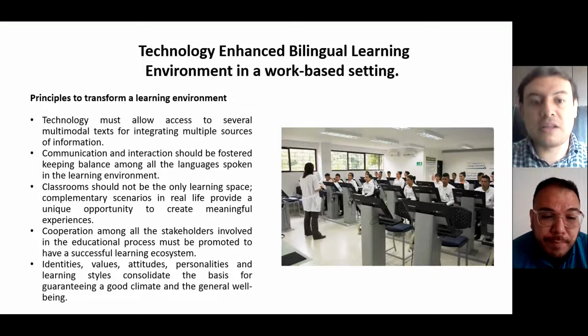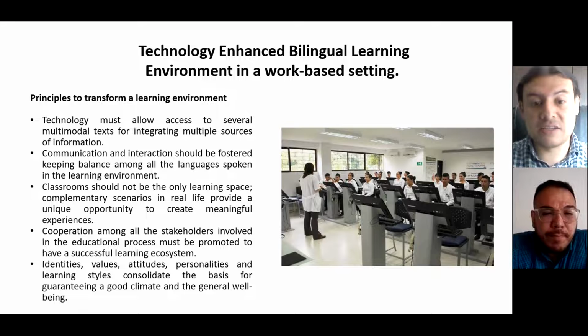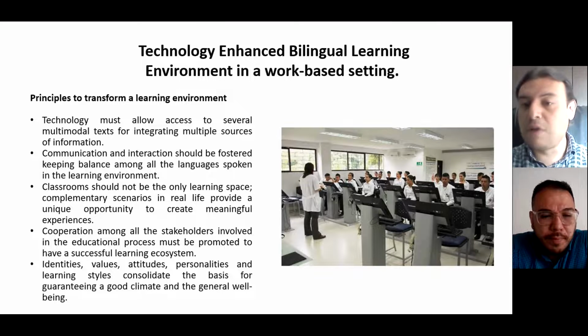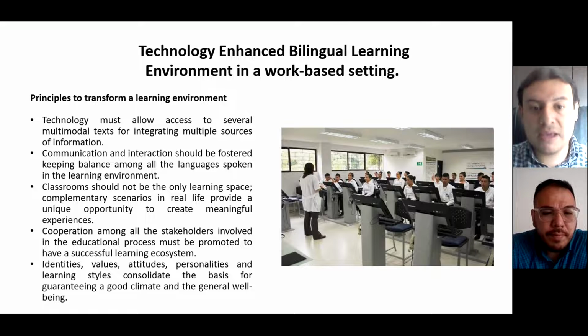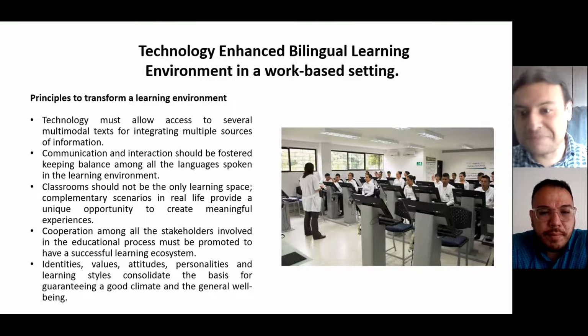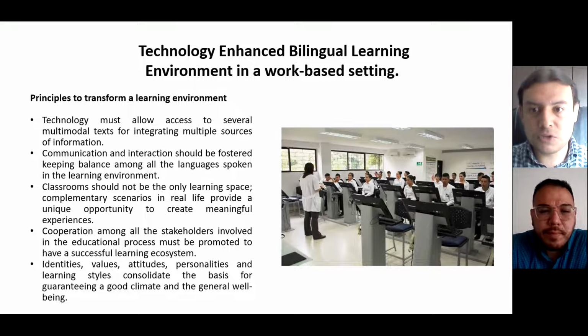Finally, we need to remember that it is also important to include the concepts of identities, values, attitudes, personalities, learning styles, every single part of learners' reality, and also all the stakeholders Carlos was mentioning, involving them in the process and guaranteeing, obviously, general well-being and a good school climate. Well, in this case, learning environment climate. It is necessary that we consider other aspects that are not directly linked to the academic part, but that also mean something important for developing good knowledge.